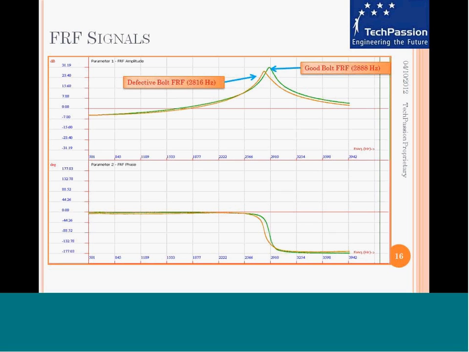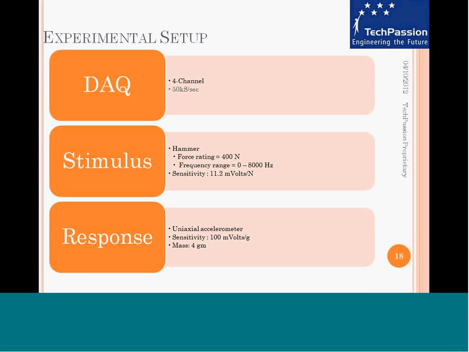It may not look as big as I am saying it, given the scale. But if you look at the actual numbers, both in terms of the frequency value and the damping, the good bolt in this case is separated from the bad bolt by 72 Hz. This is quite significant, and this could be used to automate this in a shop floor setting.